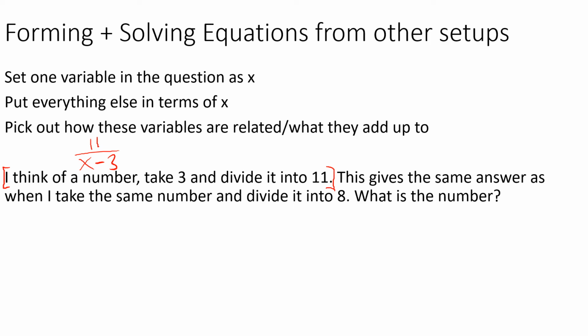Great. This gives the same answer as when I take the same number, x, and divide it into 8. So again, we're dividing x into 8. This gives the same answer, so that means that these two things I've worked out are going to be equal to each other. Aha! We've got our equation. And it's a cross-multiplying equation, even better. So we're going to multiply across by the x, and we're going to multiply across by the x minus 3.